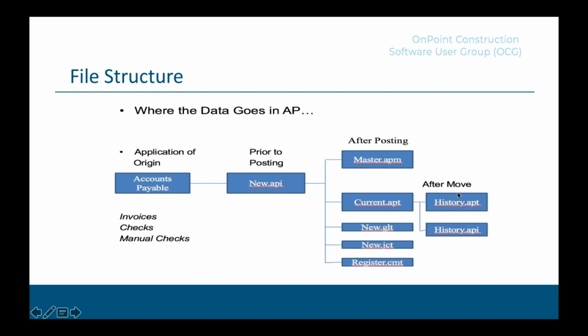Then once you decide to move that transaction, the invoice, after, and it can only move after it's paid, it goes to the history accounts payable transaction file, and also the history accounts payable invoice file. So in accounts payable, there's actually two different files that it stores stuff in. The one is the transaction and one is the invoice file.